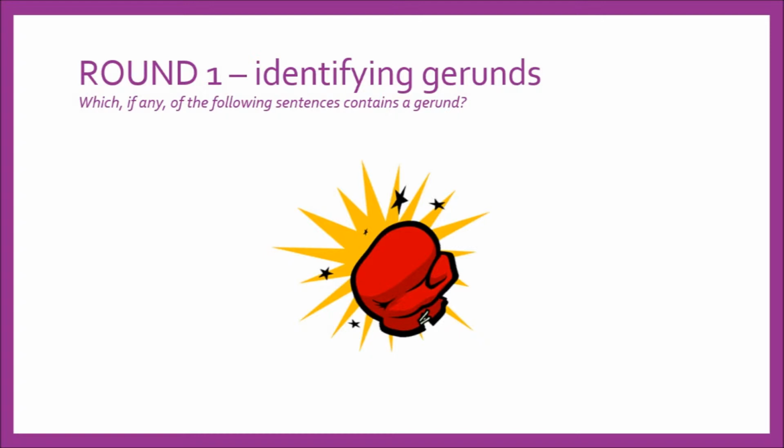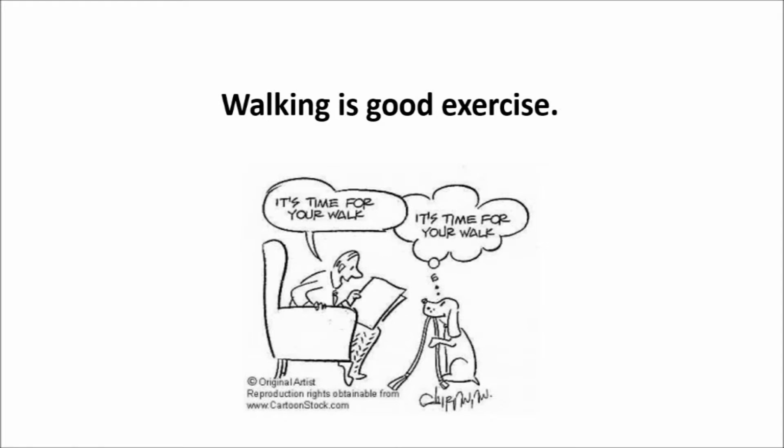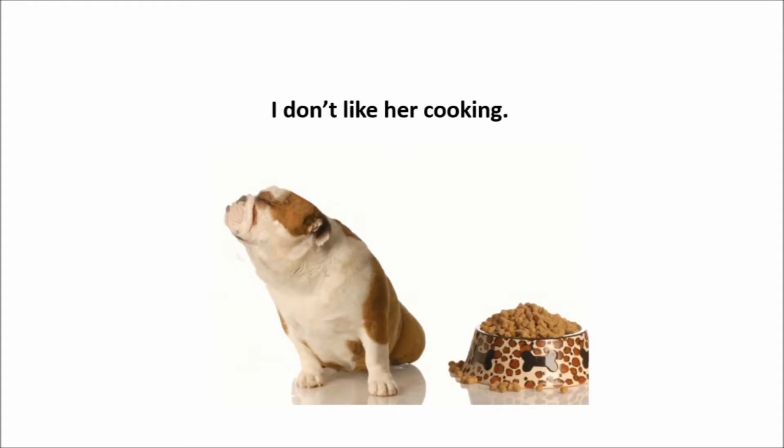Let's start by seeing if we can pick out any gerunds. Walking is good exercise. First, find the verbal. What ends in ing? Walking, and here it's used as the subject of the sentence, and so it is a gerund. I don't like her cooking.